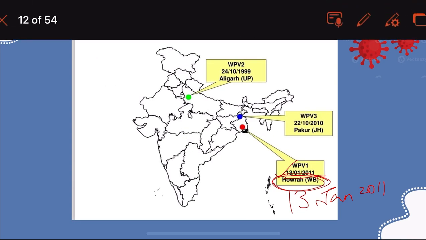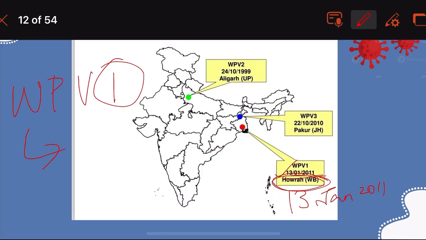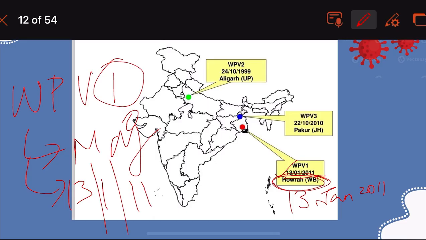Is it clear? But more importantly, you have to remember the wild poliovirus type 1, the one which causes the majority of infections, and the last case was recorded on 13th of January 2011 in Howrah. This is important. Okay.